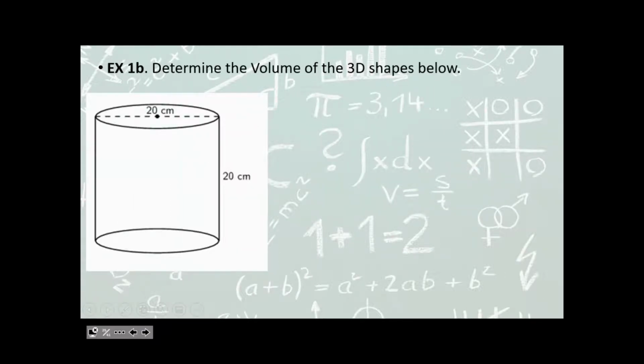All right, another one. So it says determine the volume of the 3D shape below. Again, I look at this, I say, okay, that's a cylinder. And so I'm going to go to the formula sheet. The formula sheet says the volume of a cylinder is equal to pi r squared h. And I just need those numbers to put them in.